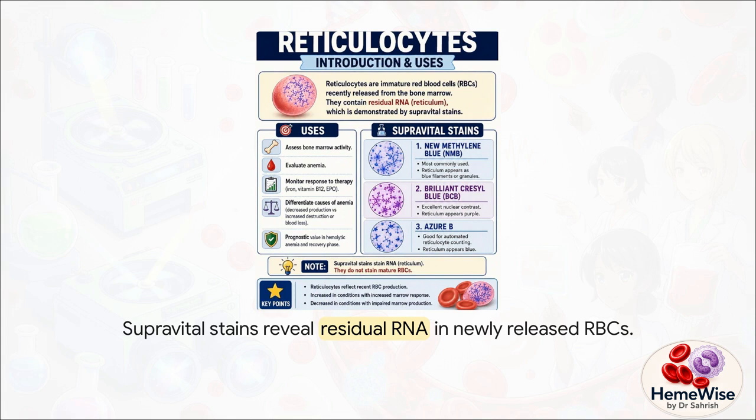Look at how new methylene blue makes that reticulum absolutely pop as these vibrant blue filaments. Brilliant Crystal Blue gives us this really striking purple network, while Azure B yields a super crisp blue that, as we'll see later, is actually the preferred stain for automated counting. Basically, these Supravital stains only highlight the RNA, leaving the fully mature red blood cells essentially blank.